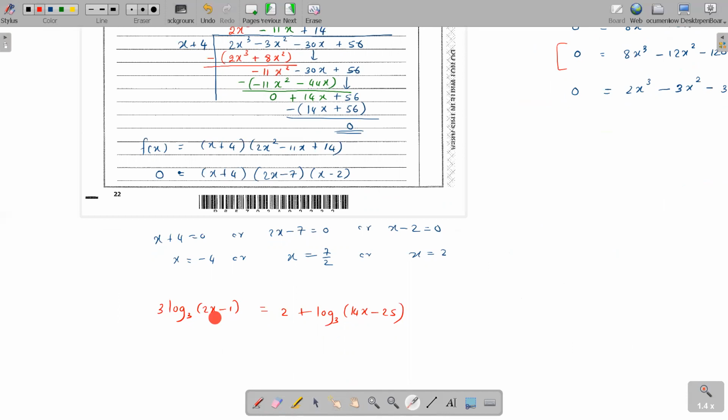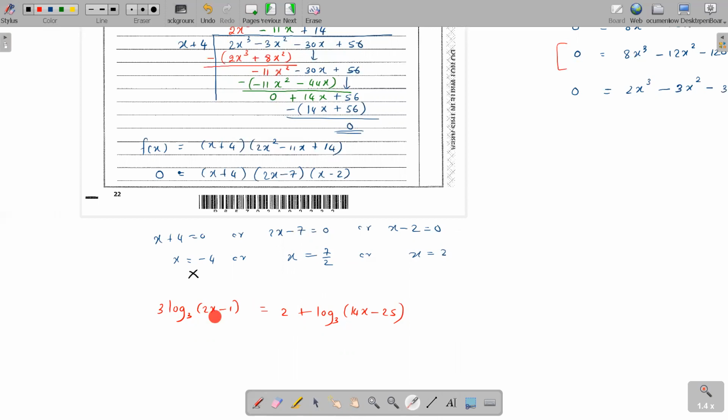2 times minus 4 is minus 8, minus 1 is minus 9. So when x equals minus 4, the equation will not be defined. You can't take the logarithm of a negative number. So x equals minus 4 is definitely not going to be a part of the solution for an equation like this. For x equals 7 over 2, you can substitute. It looks okay. There won't be a problem. The figures are positive.